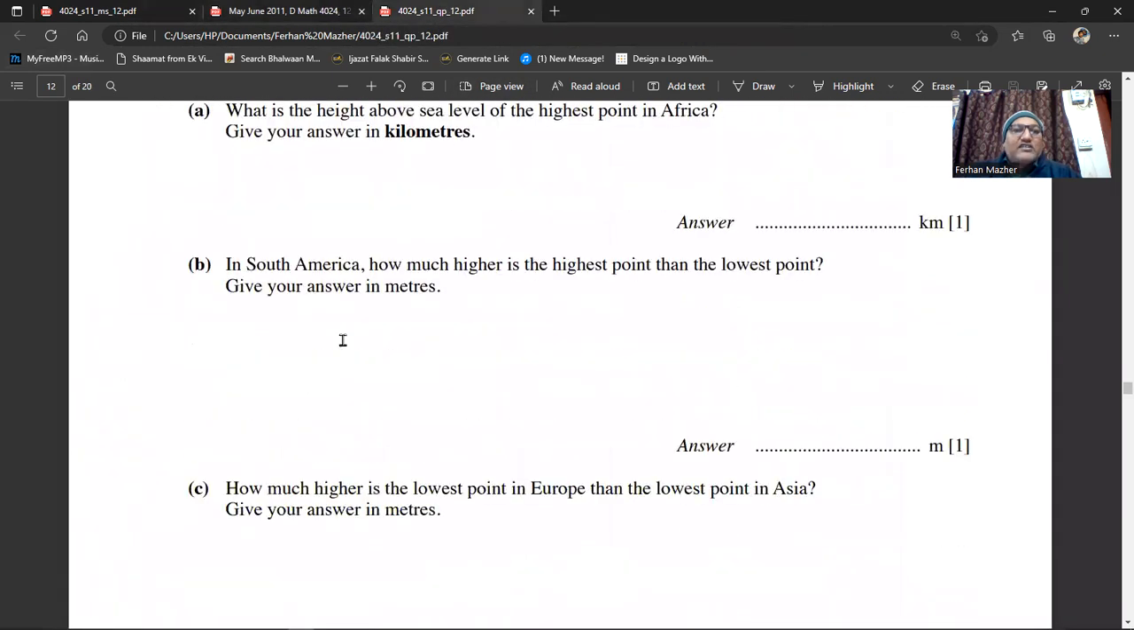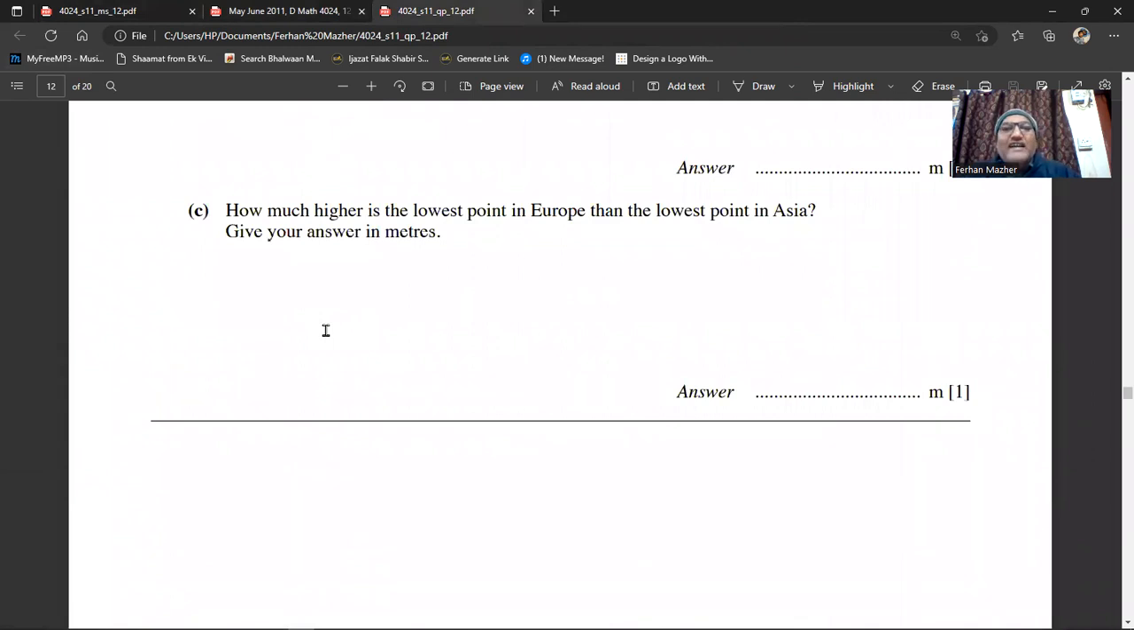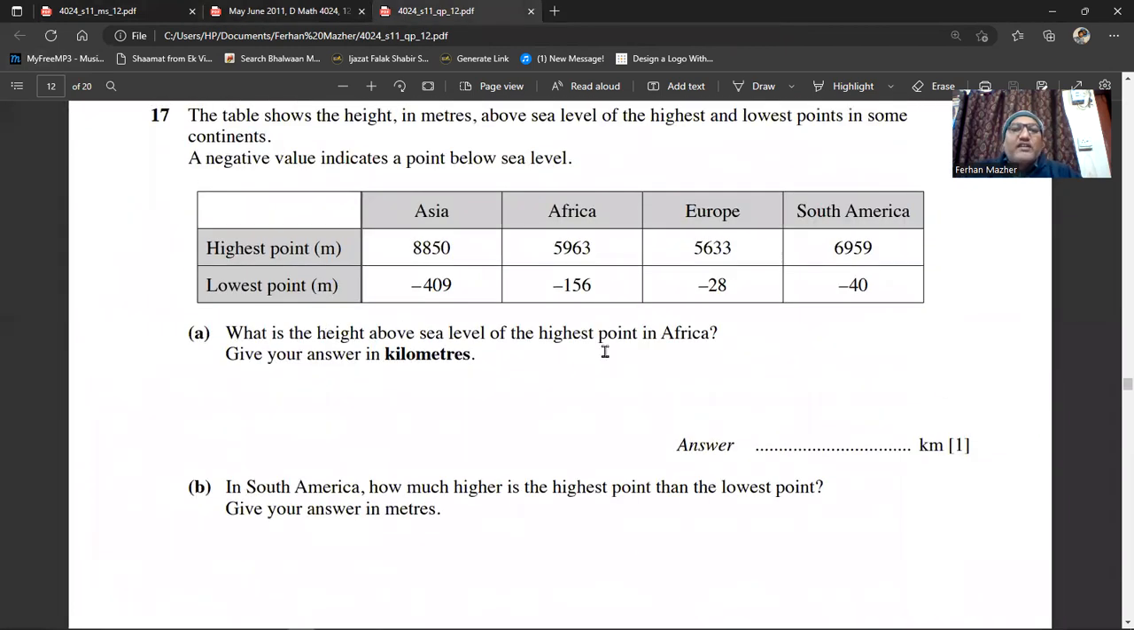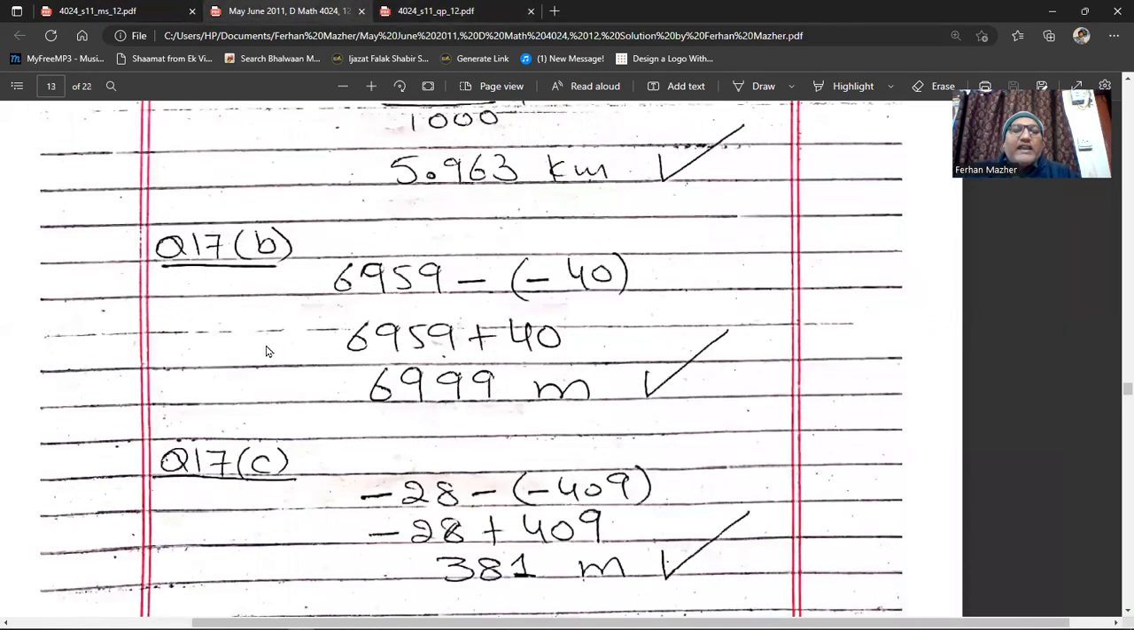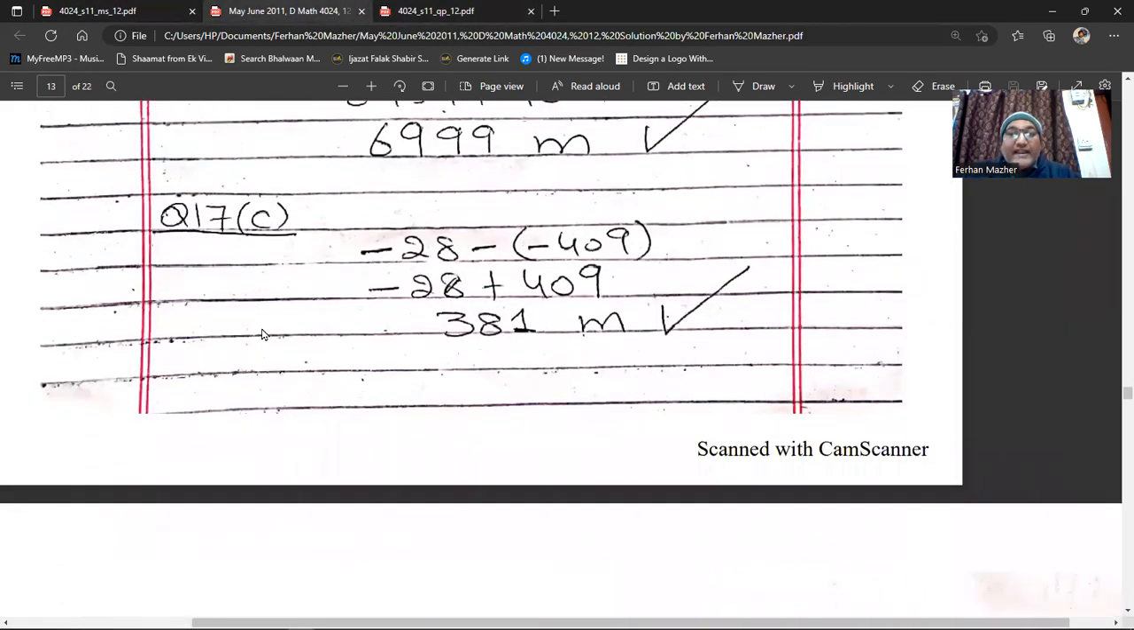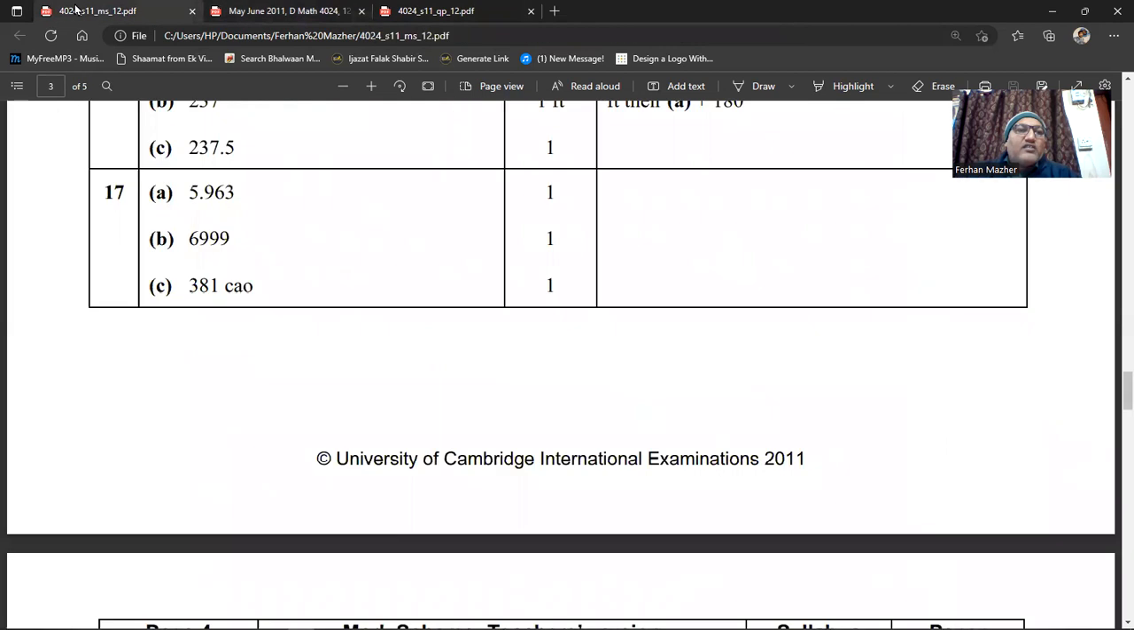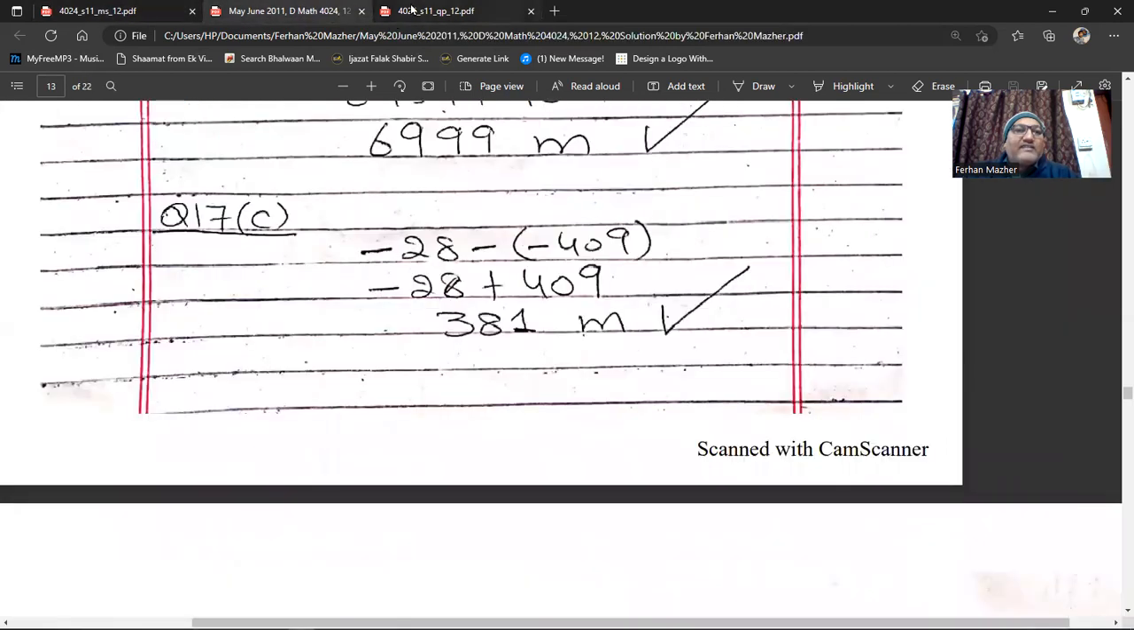Okay, the question number 17 and its C part. He says, how much higher is the lowest point in Europe than the lowest point in Asia? Give your answer in meters. So we have to find the difference between them. So minus 28 minus minus 409. Minus will become plus. So it will be minus 28 plus 409. This will give you 381 meters. 381 meters is the right answer, sir.